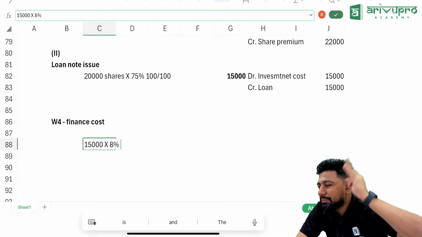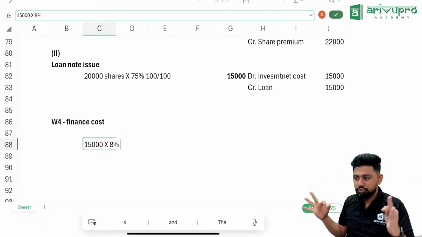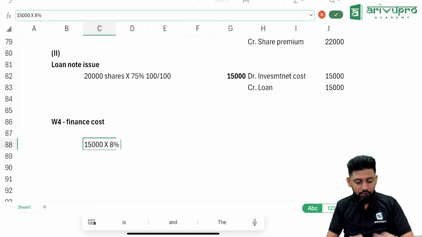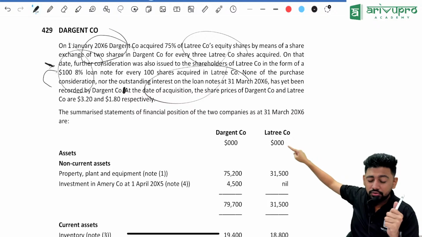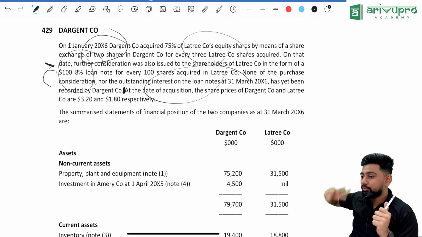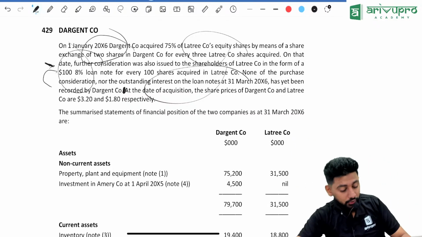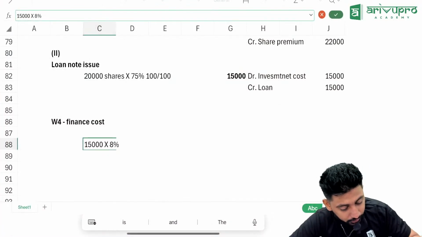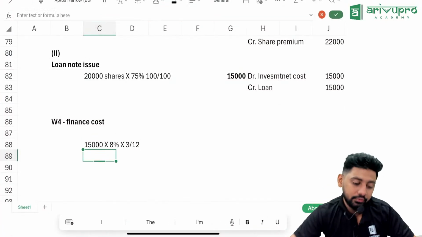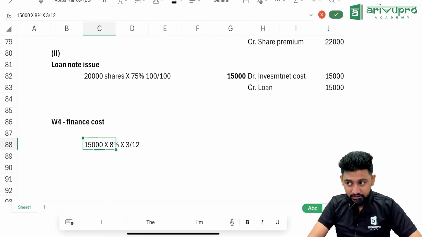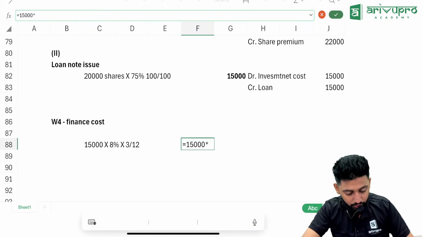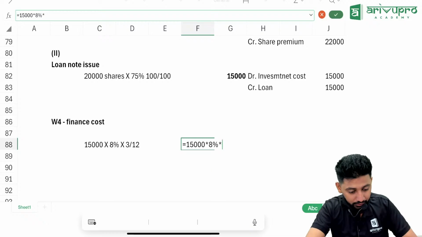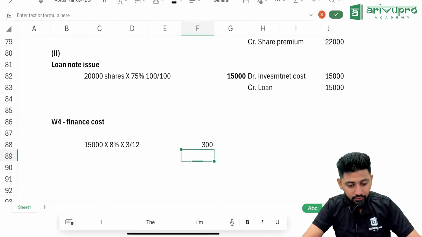But this is a mid-year acquisition. You have to be very careful because we are investing on 1st of January. Year end is 31st March. Therefore, we have to apportion it for 3 months, so into 3/12. In the exam, you don't have to show this. You can take directly 15,000 into 8% into 3/12, which is 300.